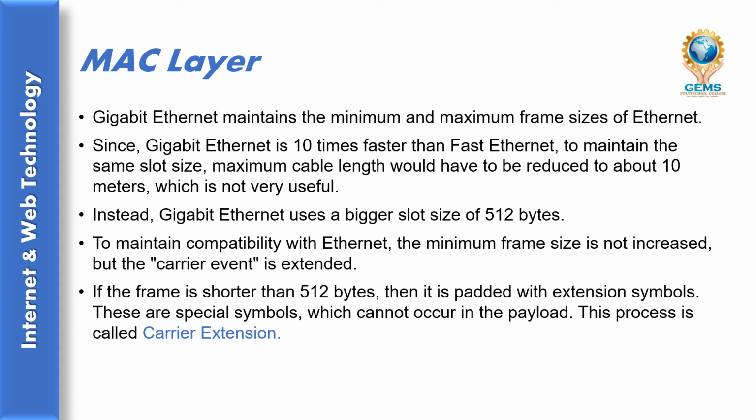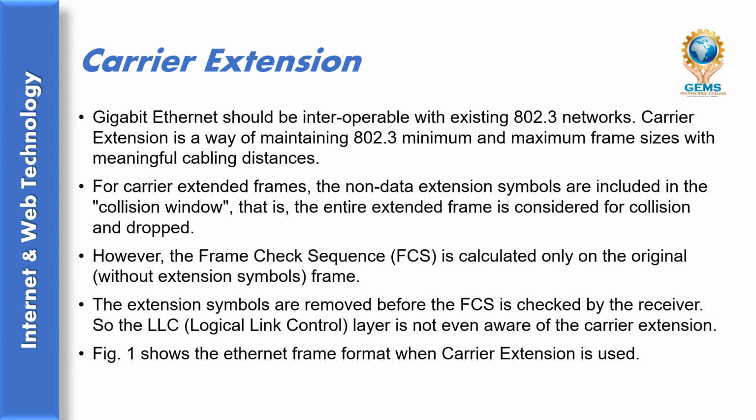To maintain compatibility with Ethernet, the minimum frame size is not increased, but the carrier event is extended. So if the frame is shorter than 512 bytes, then it is padded with the extension symbol. These are special symbols which cannot occur in the payload. So this process is called carrier extension. So we will see that carrier extension.